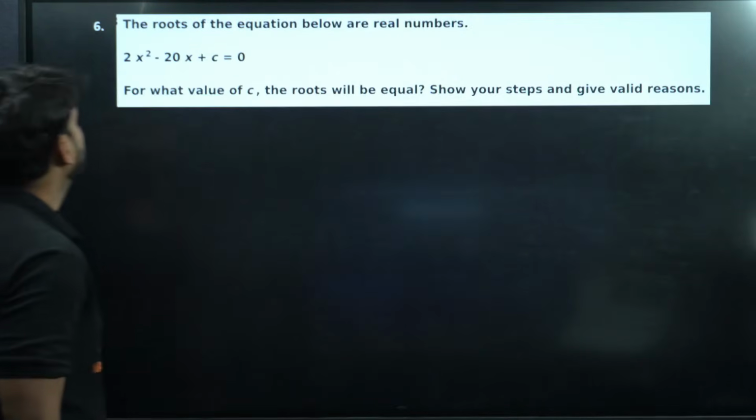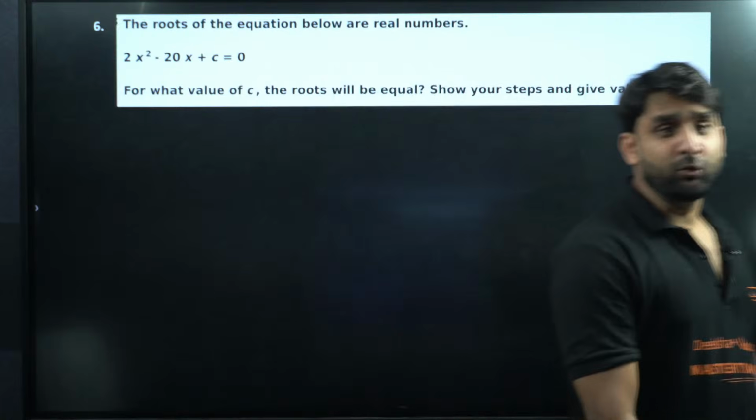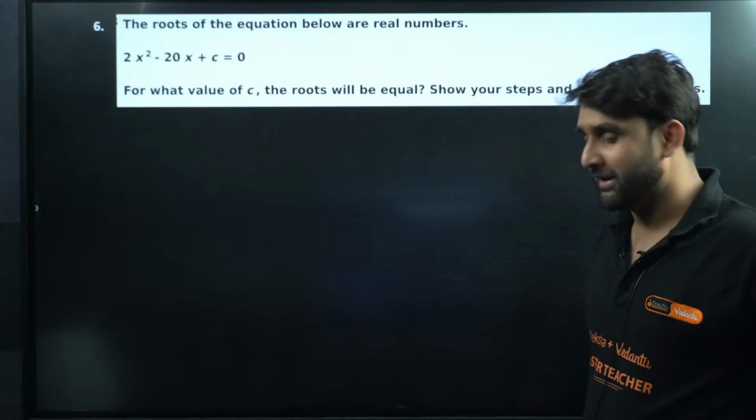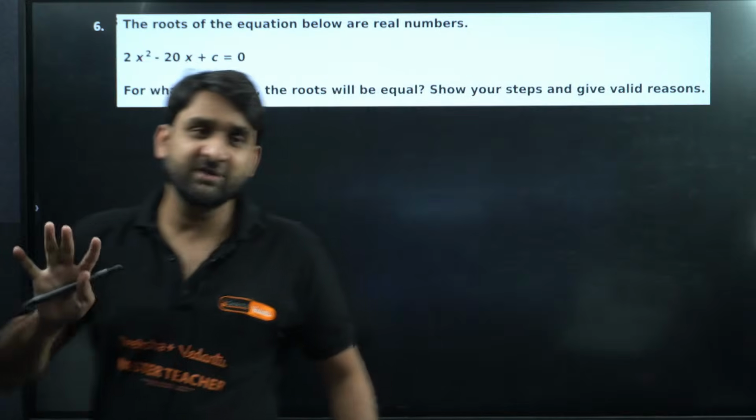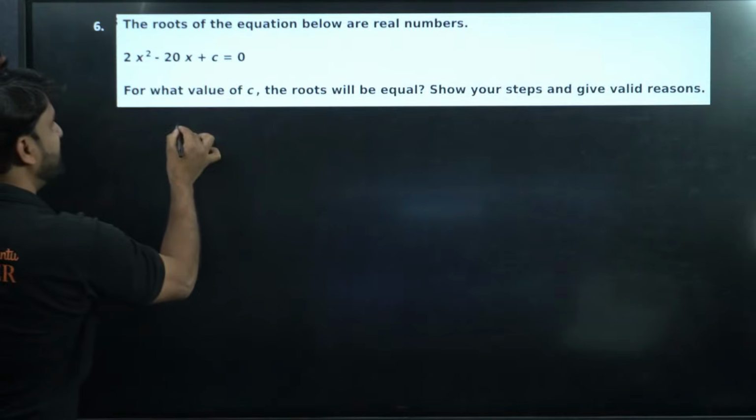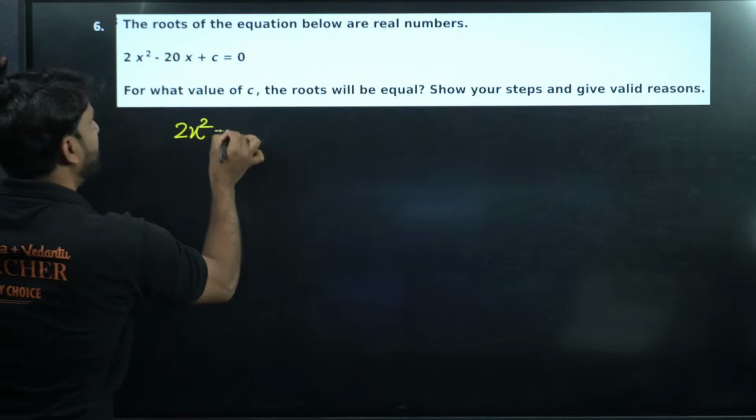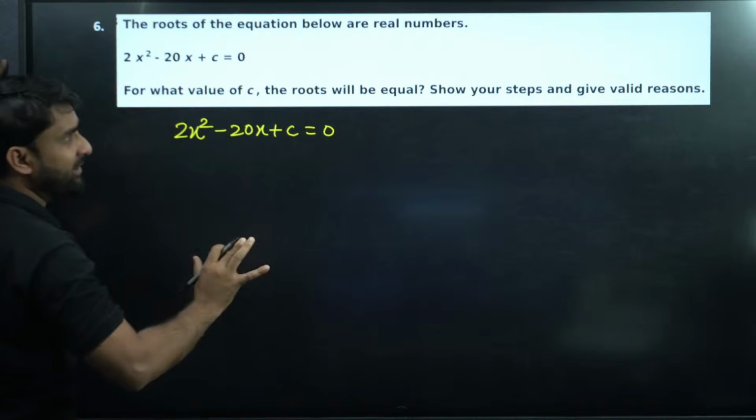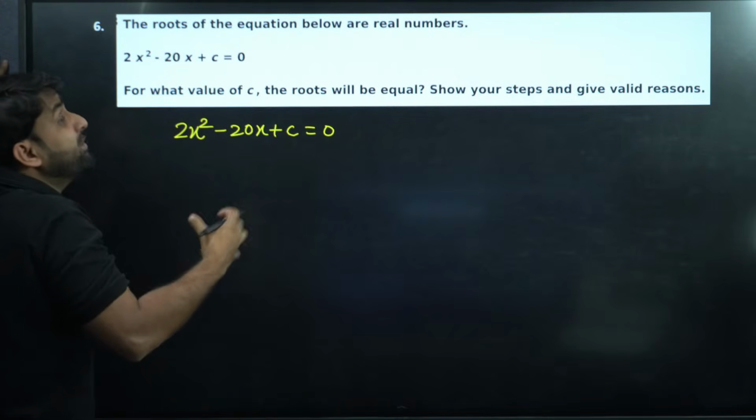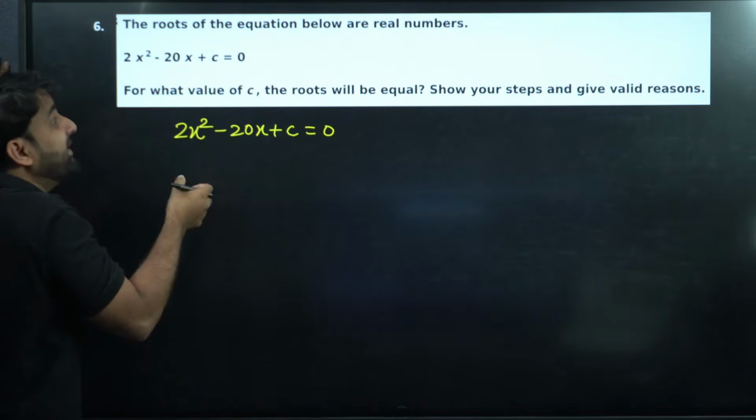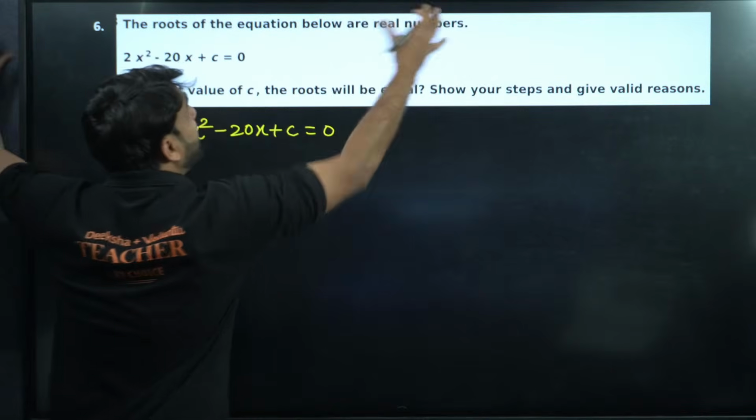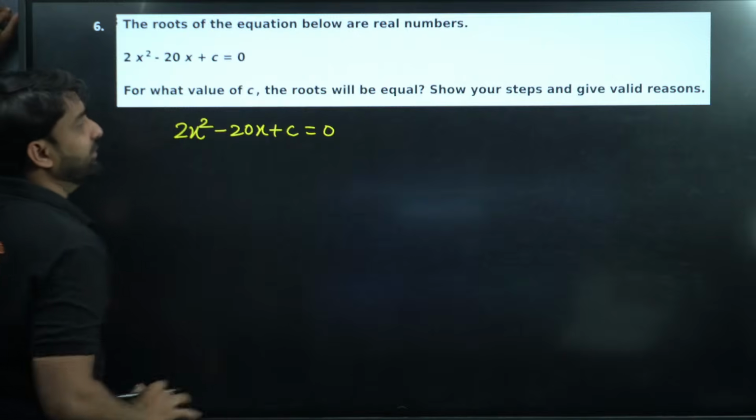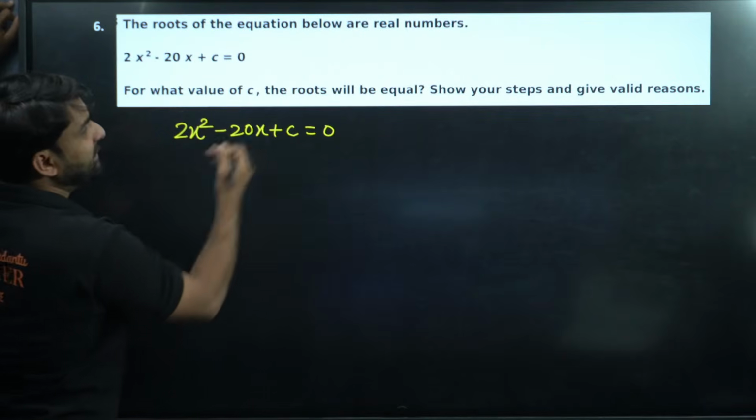Moving to the next. The roots of the equations below are real numbers. So one equation is given to you. This quadratic equation is given to you, everyone: 2x square minus 20x plus c is equal to 0. And one more piece of information already provided is that the roots are real numbers. For what value of c will the roots be equal?